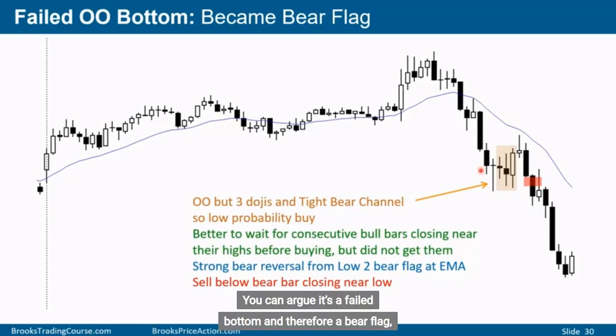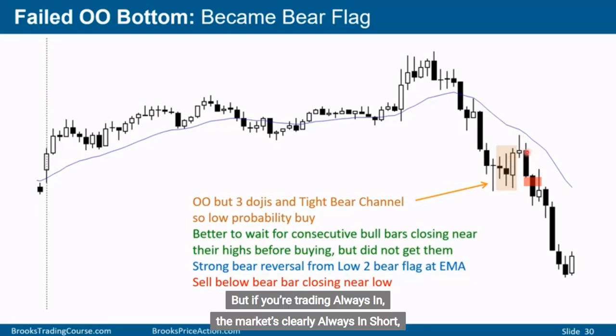You can argue it's a failed bottom and therefore a bear flag, a low 2 bear flag, low 1, pullback, low 2. Some bears will sell below a bear bar closing on its low, looking for a swing down. So they won't think of this as an 00. They'll simply think of it as a 2-legged pullback to the moving average, a bad sell signal bar here, a bull doji after a big bull bar.